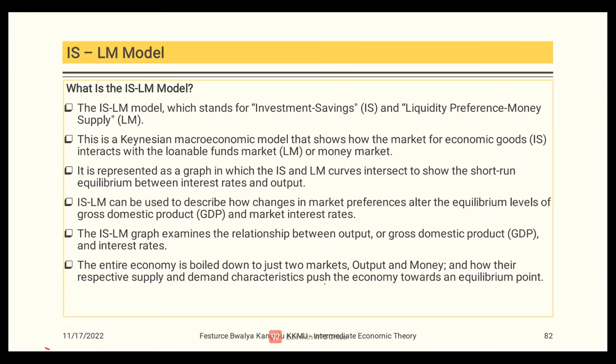It is basically a graph that shows us the point at which the money market is equal to the goods market. The IS, the investment savings curve, represents the goods market. Then the LM represents the money market. Now, the point at which these two meet gives us the ISLM equilibrium.